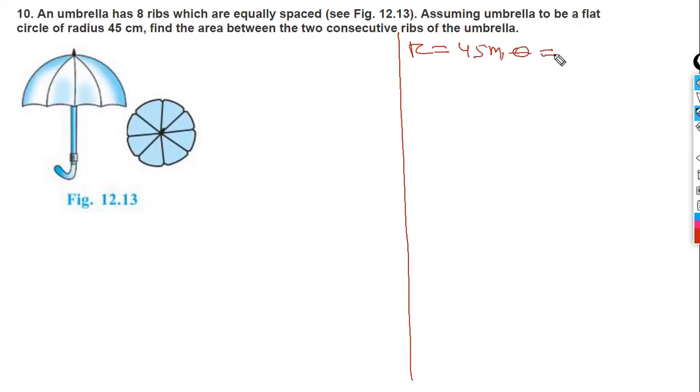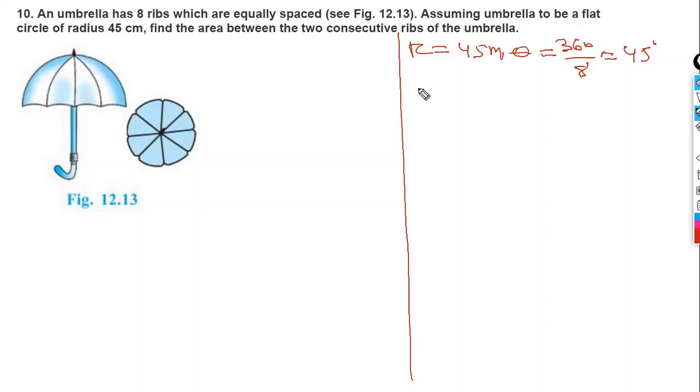Theta will be equal to the total angle, 360. How many sectors are there? 1, 2, 3, 4, 5, 6, 7, 8. So theta will be 360 divided by 8, which you can find will be equal to 45 degrees.